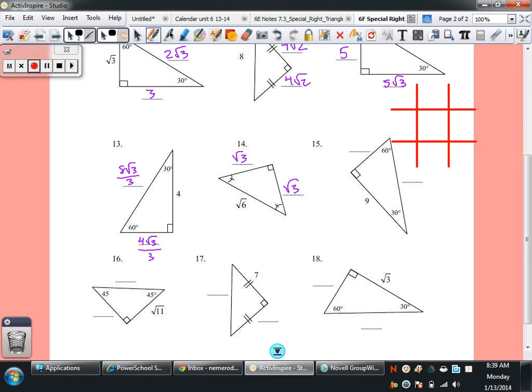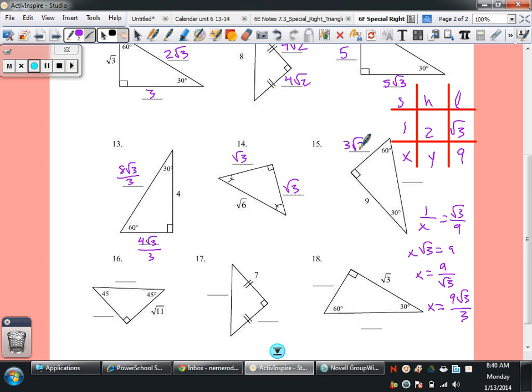Alright, number 15. 30, 60, 90. The long side is 9. Short side and hypotenuse we don't know, so 1 over x equals square root of 3 over 9. X times the square root of 3 equals 9. X equals 9 over the square root of 3. We rationalize, and we get x equals 9 times the square root of 3 over 3, which simplifies to 3 times the square root of 3, and then double that is 6 times the square root of 3.